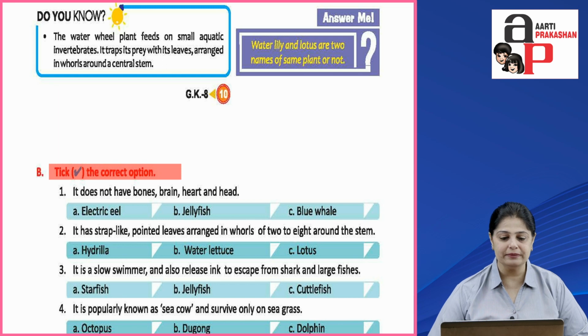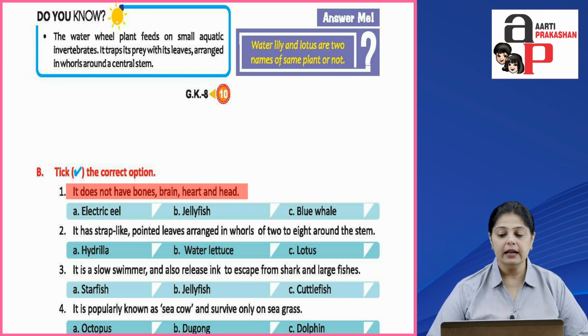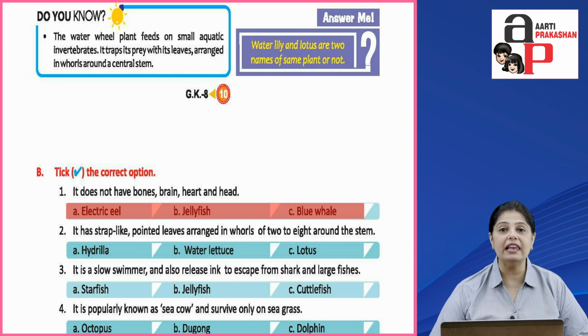Tick the correct option. First, it does not have bones, brain, heart and head. Now, this particular thing does not have any of this. Is it an electric eel? Is it a jellyfish? Is it a blue whale? The right answer is, it's a jellyfish. If you look at the picture of a jellyfish, you will come to know that there is no head in particular. There is no brain, heart. It's just there. It's like a sticky substance actually.